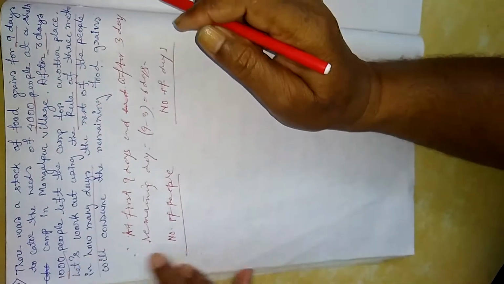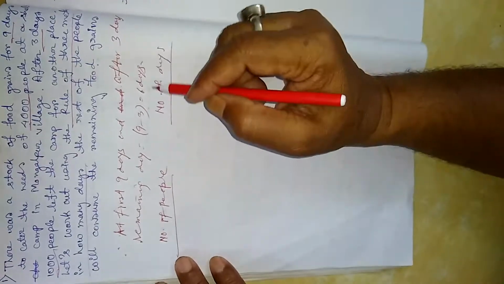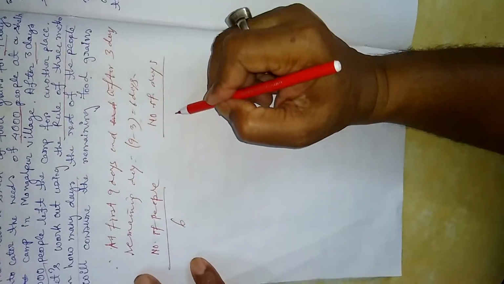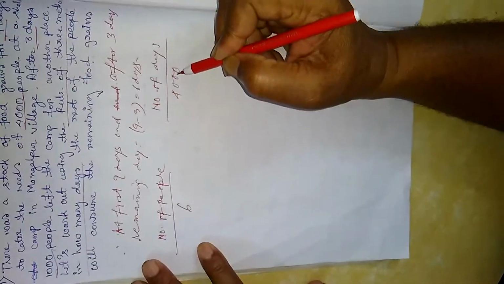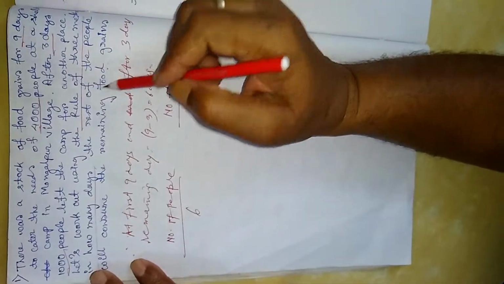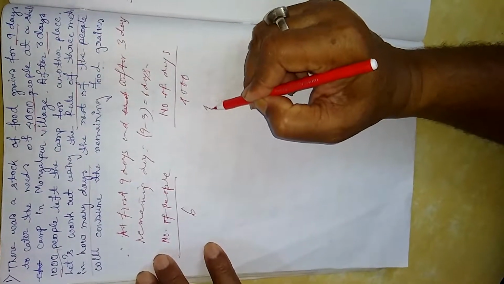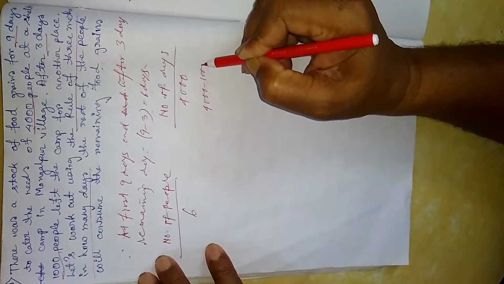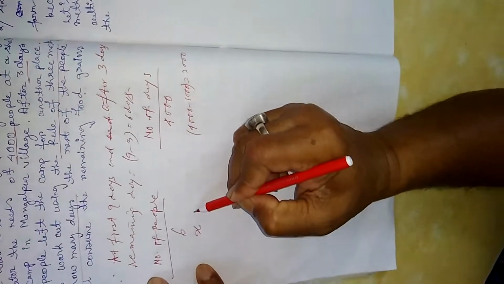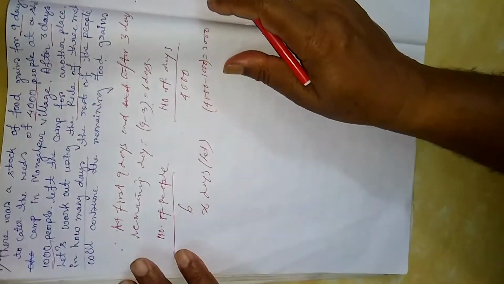That is the format of the rule of three. You have to write it this way. Number of days 6 days and number of people on that day, that is 4,000. Then after 3 days 1,000 people leave the place. So after 6 days the number of people is 4,000 minus 1,000 equals 3,000. In how many days? X days. Now that is the vital point.